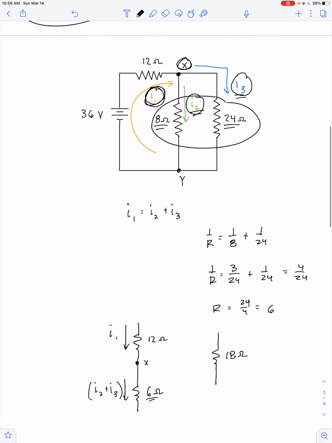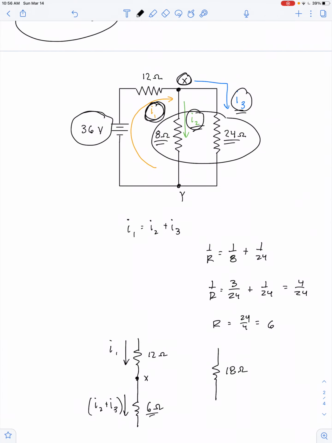And when 18 ohms is powered by a 36 volt battery, then the total current is equal to 36 volts divided by 18 ohms, which is 2 amps. By the way, the total current is this current I labeled as I1. That's, in other words, the total current through the battery, which also happens to be the current through the 12 ohm resistor.